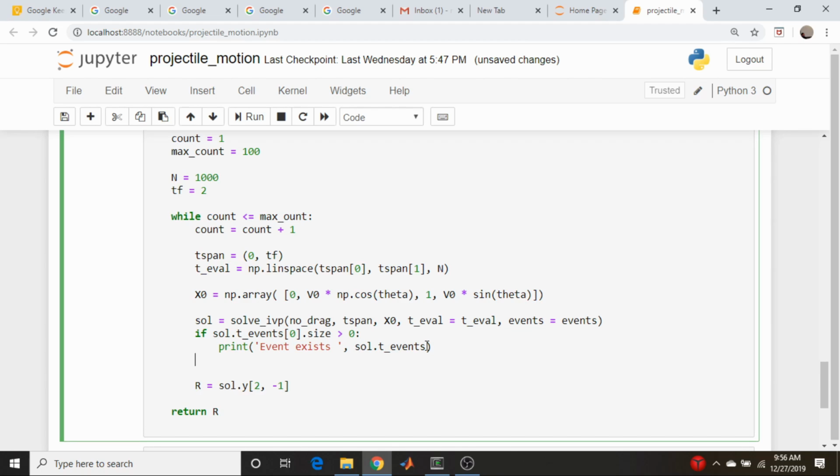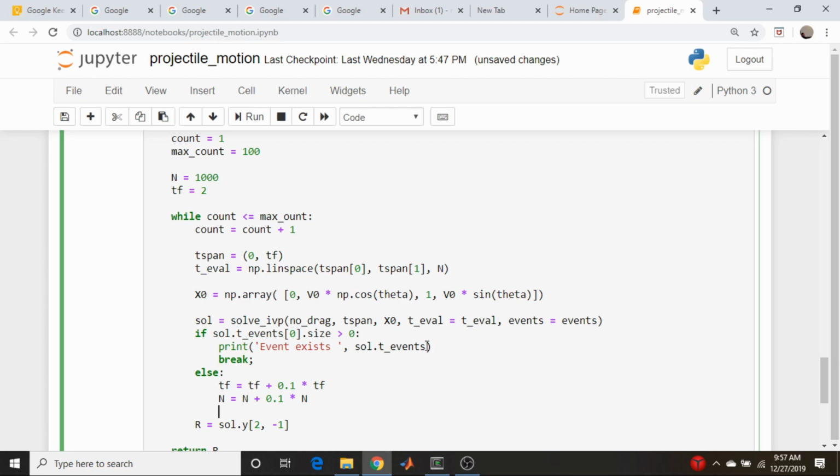Okay. Else. And we're also going to have to break out of the loop here. Break. Else, let us bump up the tf variable by, I don't know, 10%. So tf is equal to tf plus 0.1 times tf. And let's also bump up the variable n by the same percentage point. So n is equal to n plus 0.1 times n.